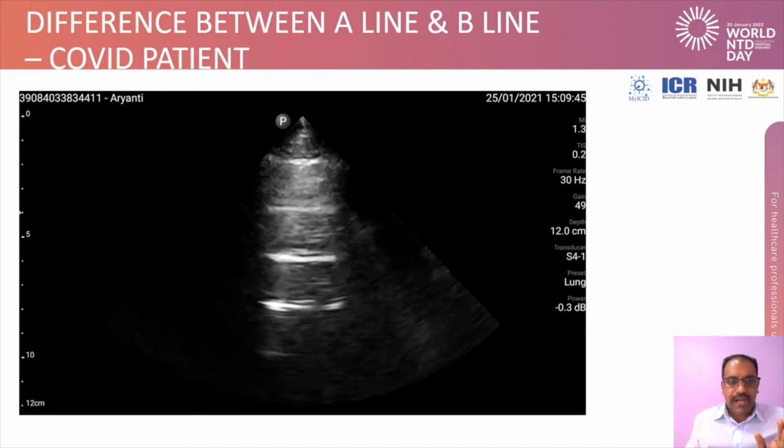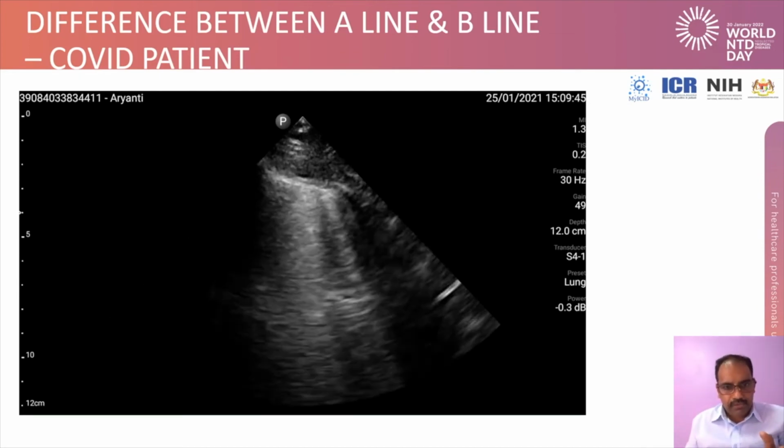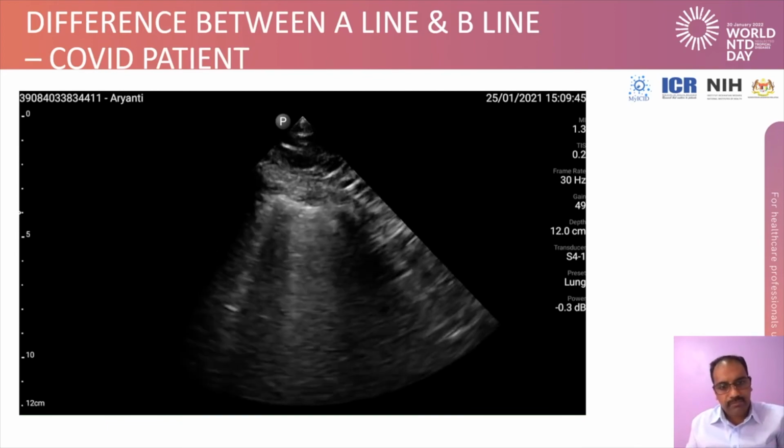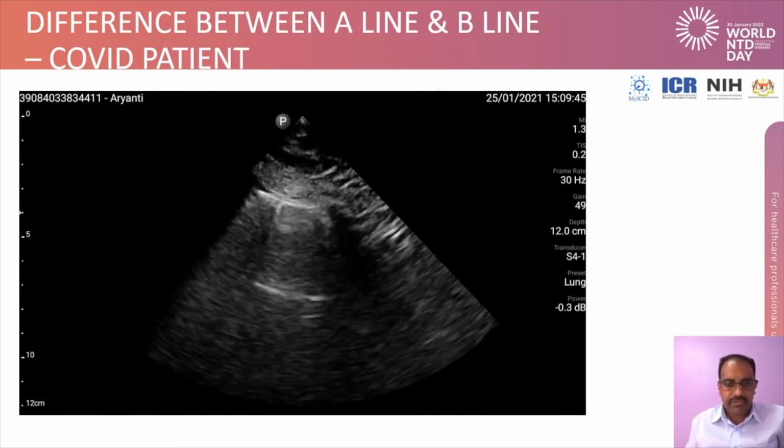So I'm scanning his upper lobe, A line. I'm dragging the probe down to the lower lobe and you can see a lot of B lines appearing now, and there's also some pleural thickening. This is a very classical finding for COVID pneumonia. So you might be able to differentiate between A line and B line now.